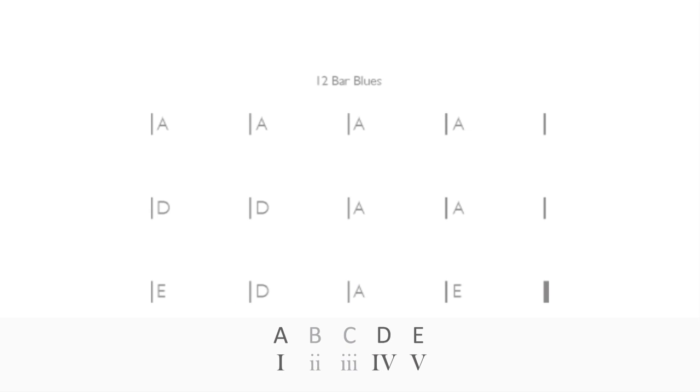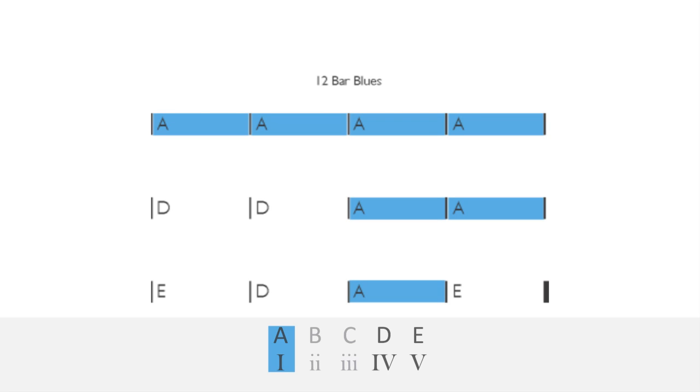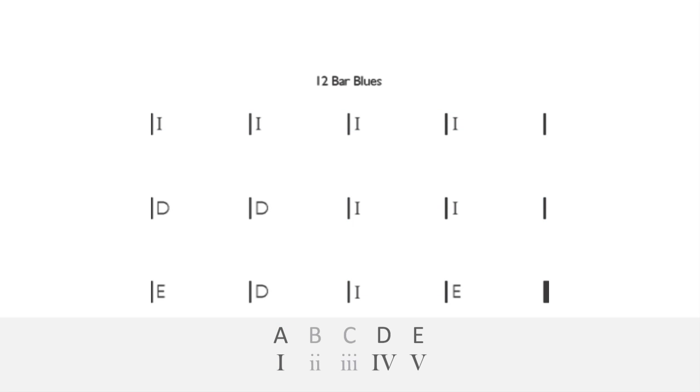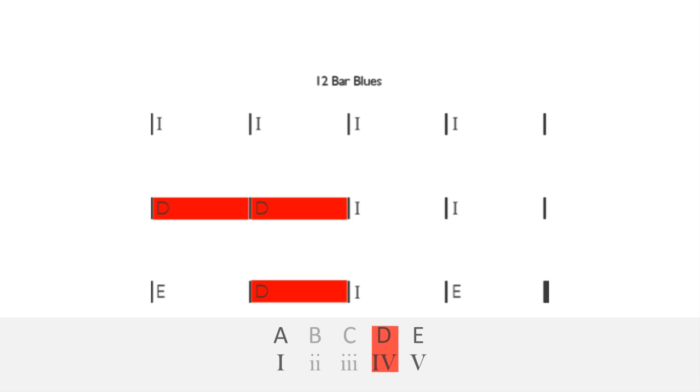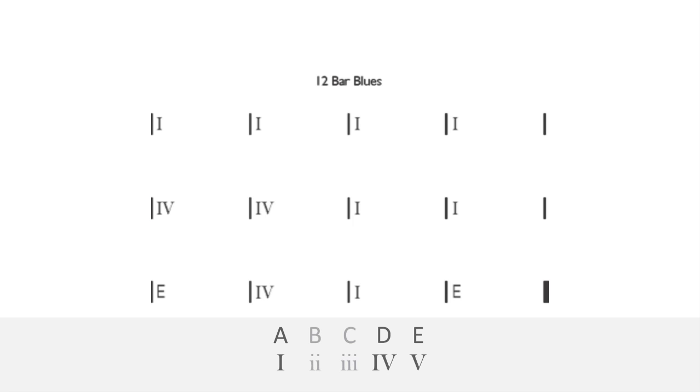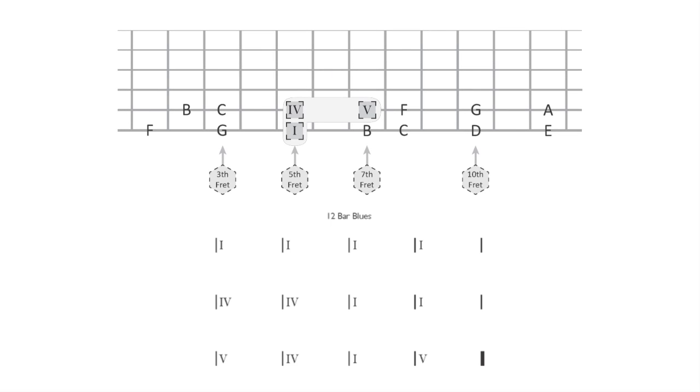Now let's return to our blues progression. We can now apply this to our blues progression. All of our A chords are written as 1 chords. Our D chords are now written as 4 chords. And our E chords are all written as 5 chords. We can look at our pattern of root notes on the fretboard in the same way. Here you can see that each root note has been given its appropriate Roman numeral.